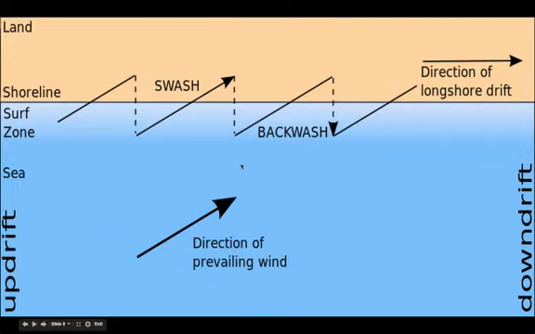As you can see here, the current would be moving this way, and the swash would put the sediment onto the beach. Backwash would carry it down, the current would carry it further along the beach, and it would go back like this, creating a sort of zigzag motion down the coast.